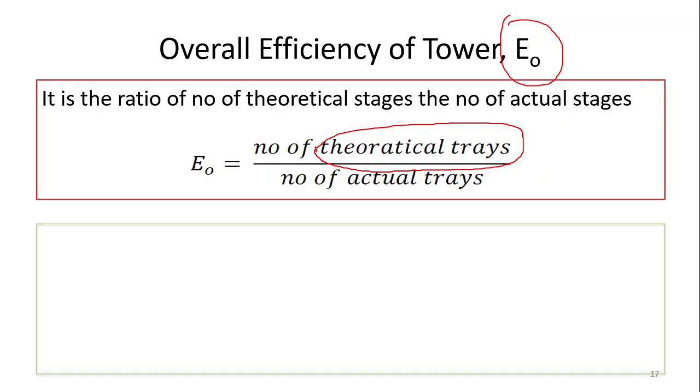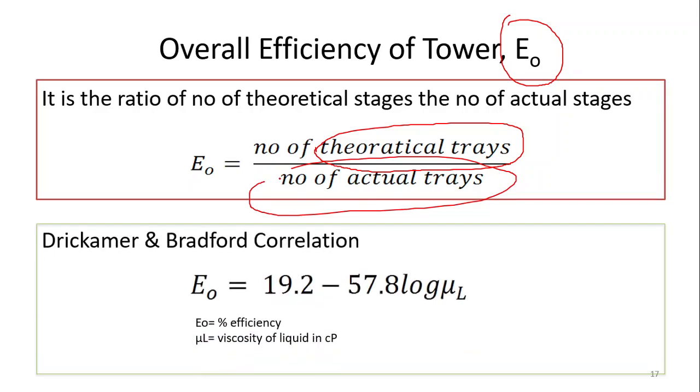Normally, the number of theoretical trays is calculated and E naught is calculated, so we can find the number of actual trays. If we need to find the number of actual trays, it's very simple. You have to divide the theoretical trays by the efficiency. That gives the actual trays. So how to find E naught, that is, the overall efficiency? We have different correlations.